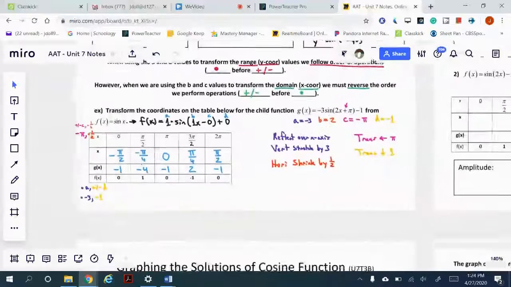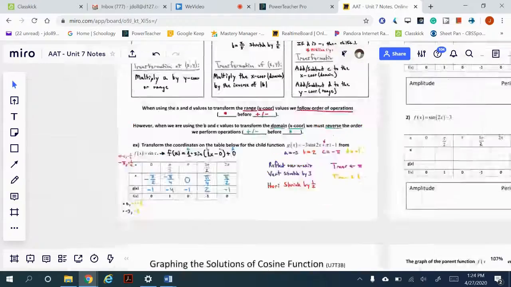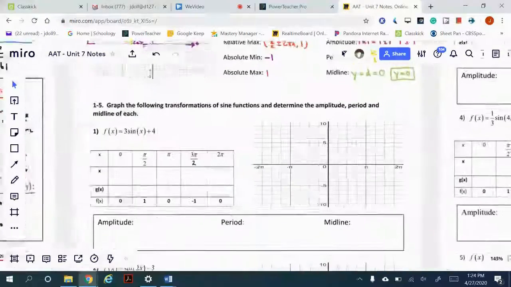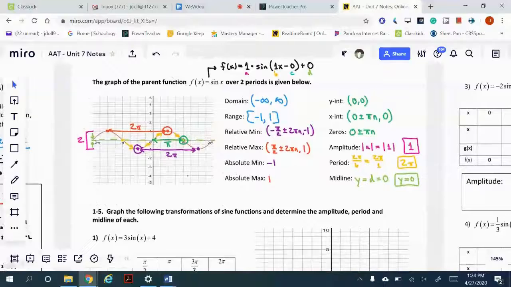And then we walked through a full example in terms of transforming the values in the table here. Now we're ready to go full bore into these problems where we finish the full cycle here of equation to table to graph to characteristics. But before we do that, let's take a quick look at the parent function, just so we have an understanding of what it is we're starting from when we perform these transformations.